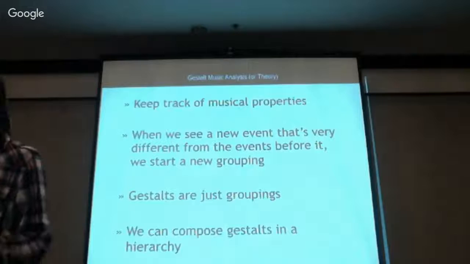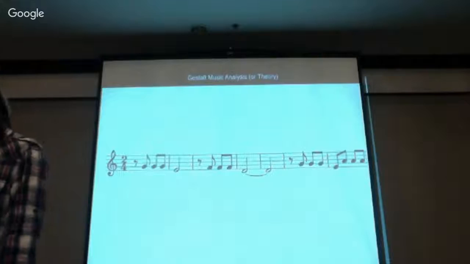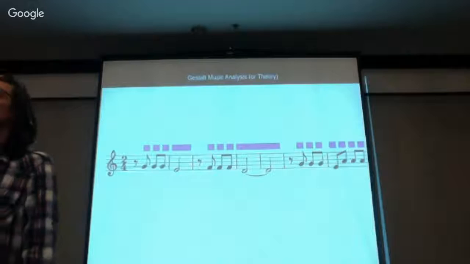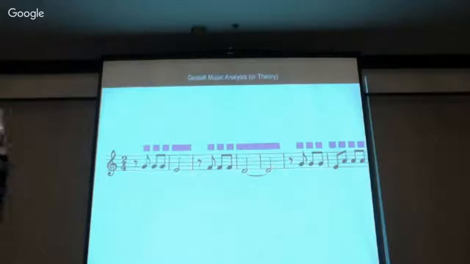So let's actually talk about applying this. The musical property that I want to look at for this particular piece, and this is Beethoven's fifth, the introduction. You know it, even if you don't know you know it. It's bum bum bum bum, right? I want to track note onset. So when we hear a new note come into play, we're going to keep track of this value, and then try to draw lines and break this apart based on that.